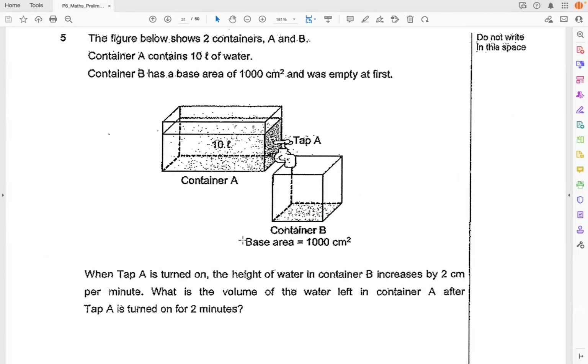Okay. So the figure below shows two containers A and B. Container A contains 10 liters of water. Container B has a base area of 100 square centimeter and was empty. When tap A is turned on, the height of water in container B increases by 2 centimeters per minute. What is the volume of water left in container A after tap A is turned on for 2 minutes?